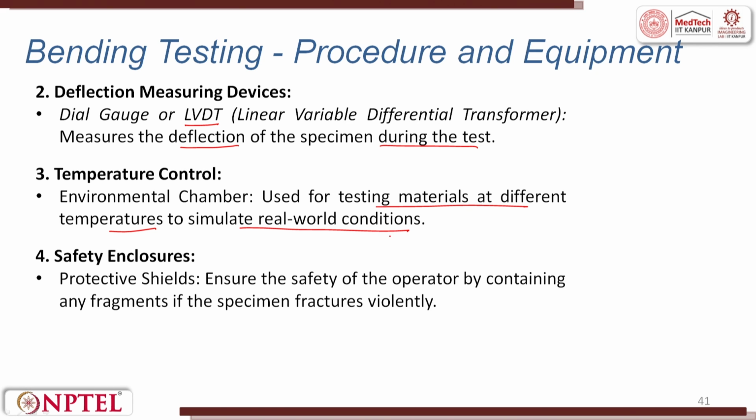Safety enclosures. Safety enclosures are always there when we have a temperature control system. They are used so that the fragments of the specimen do not harm the operator. Now, let us watch a video on how this test is conducted, then we will go through the simulation part of it.